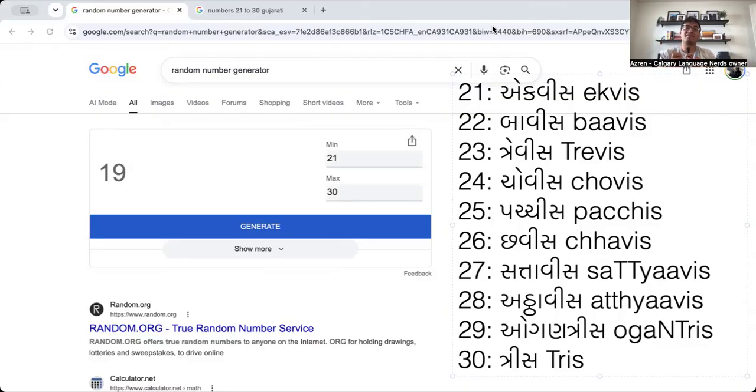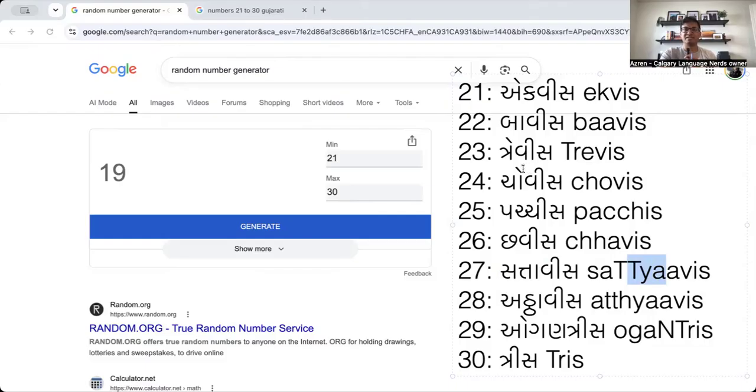Now, some of these numbers have some spiciness, and you may have already noticed it if you're able to read the Gujarati script. Let's start, for example, with this number here. This number is spelled athyavis, but many people, when they talk, are going to say it a little differently, even though it is spelled athyavis. Same with the 27. It is spelled satavis, but when we pronounce it, very often it's going to become satyavis.